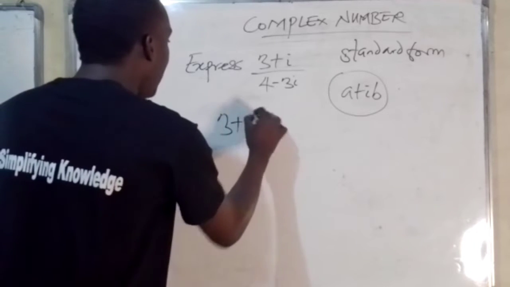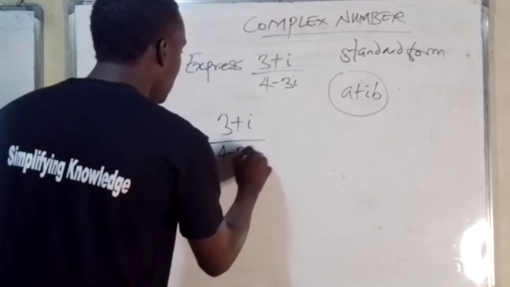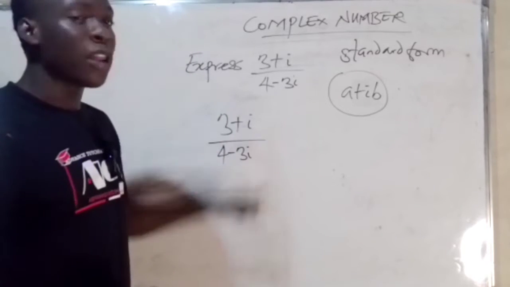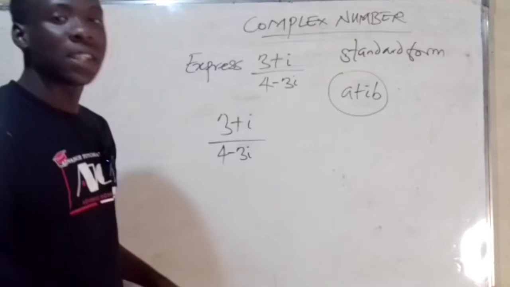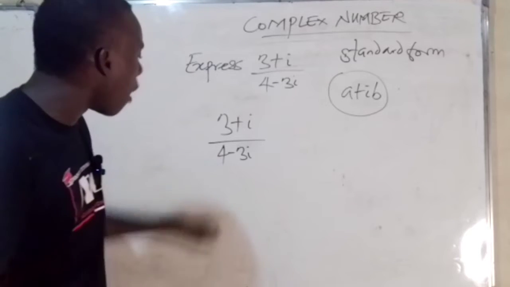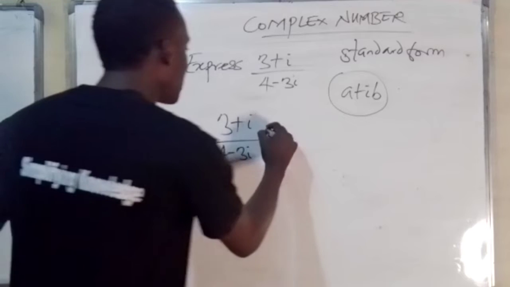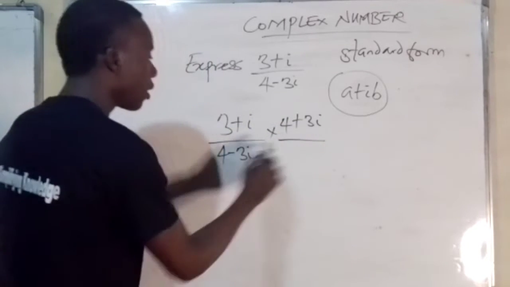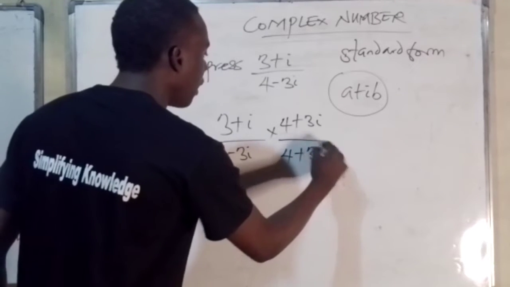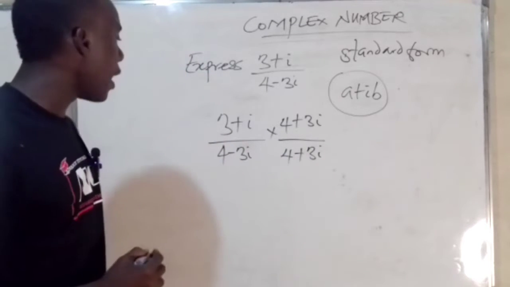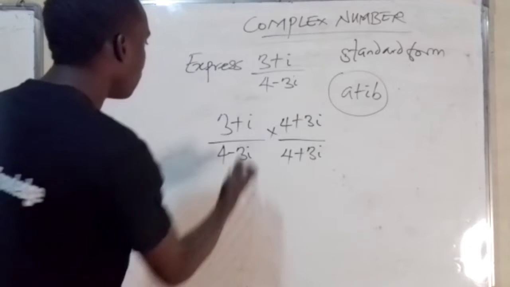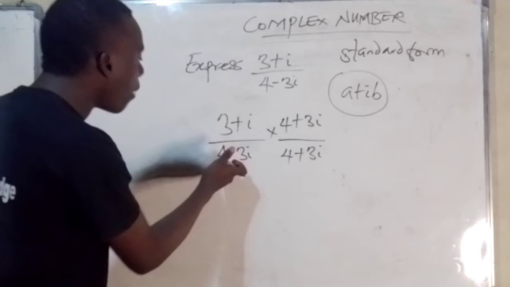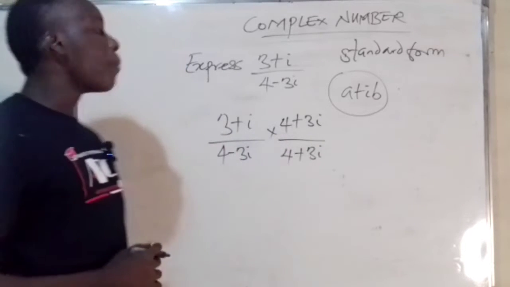(3 + i) over (4 - 3i). Now the first thing I will do is to multiply both the numerator and the denominator by the rationalized form of 4 - 3i. So this times (4 + 3i) over (4 + 3i). This is rationalization, okay? So now let's work with this. I'll multiply (3 + i) by (4 + 3i) and (4 - 3i) by (4 + 3i).